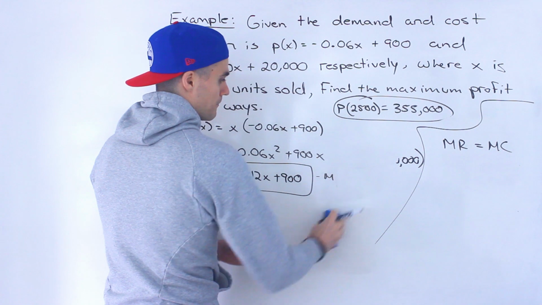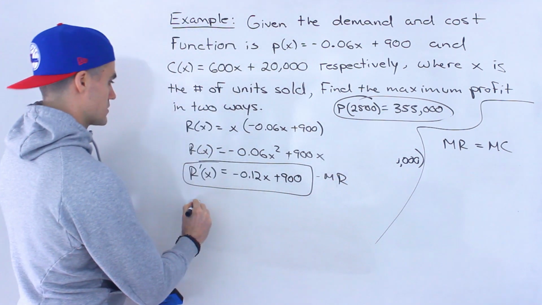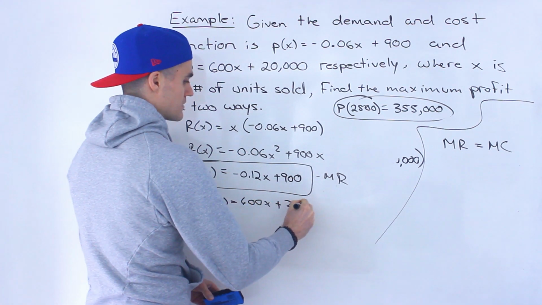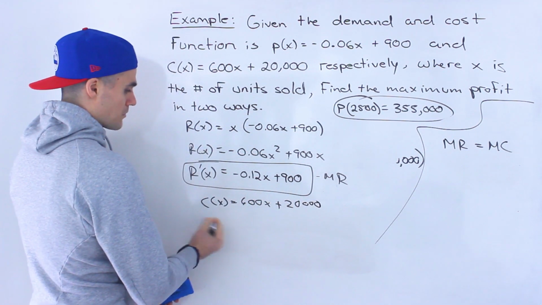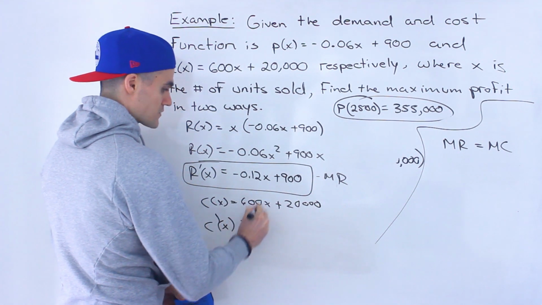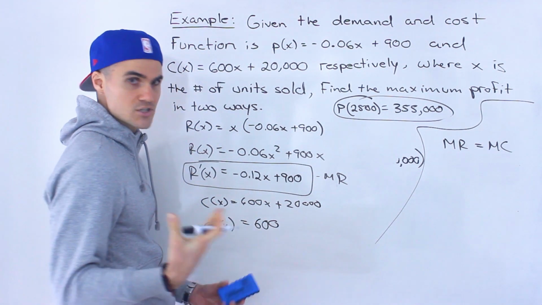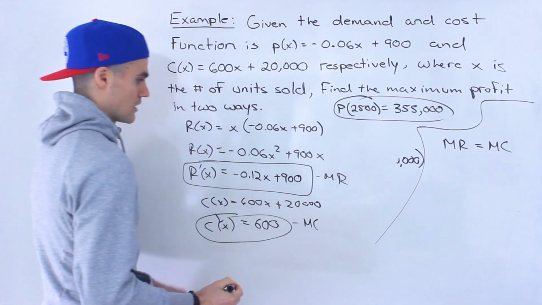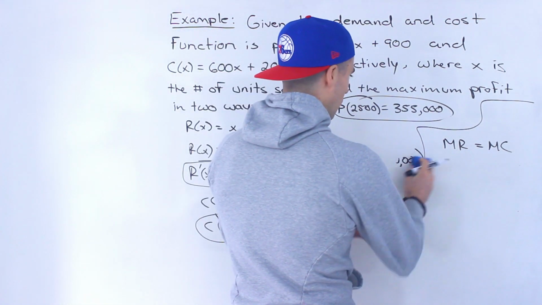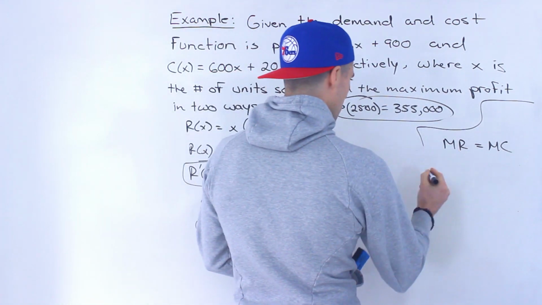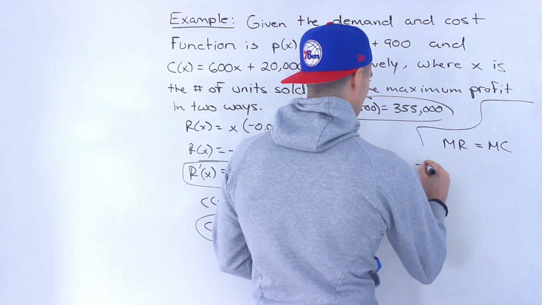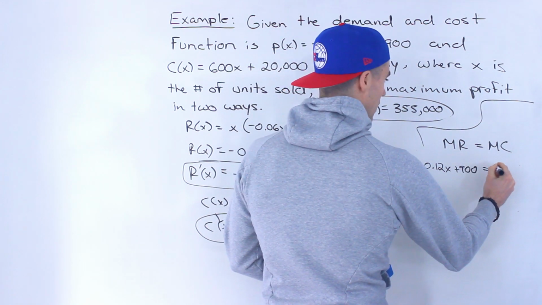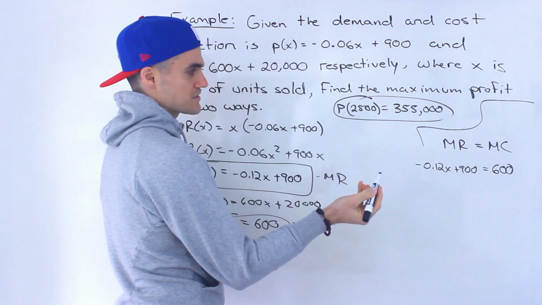Now, the cost function, so we'll have C of x equals 600x plus 20,000. What is the marginal cost? Well, it's the first derivative of the total cost function, which is just going to be 600. It's just going to be a constant. So this here is the marginal cost. And so we basically just have to figure out, when does the marginal revenue equal the marginal cost? So we would let the marginal revenue equal the marginal cost, and we just solve for that x value.